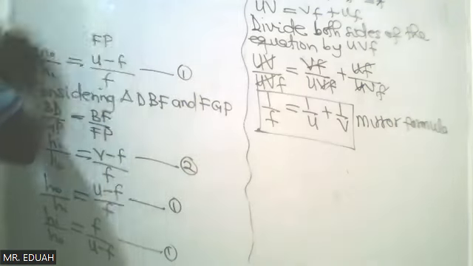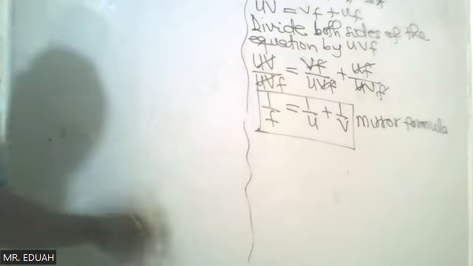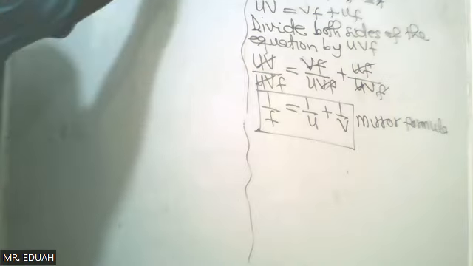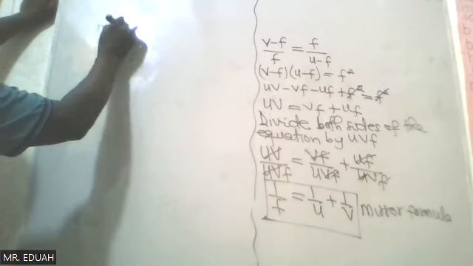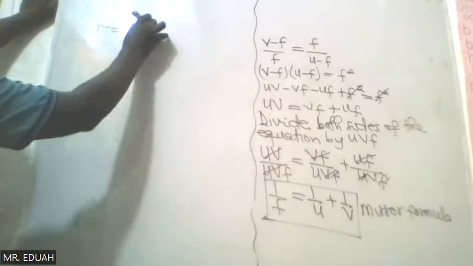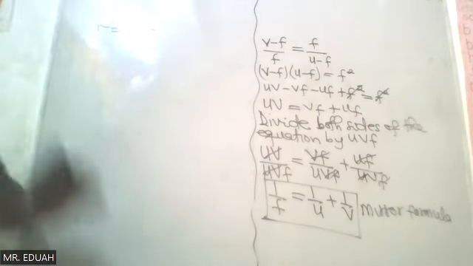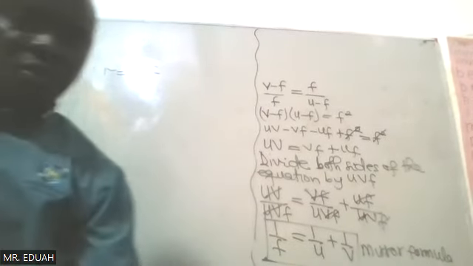We can also modify the same equation in diverse ways. One modification is this. You see, the radius of curvature is equal to 2 times f. So you can also substitute.